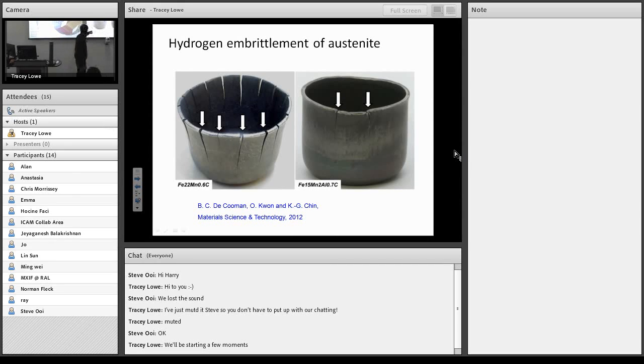After a while, they started to undergo what's called static fracture. This is fully austenitic, right? And you can see these cups which were drawn, they started to break up. And so this is 22 manganese, 0.6 carbon, and this also has aluminium addition to it. And the problem was dramatically reduced. So why is that?